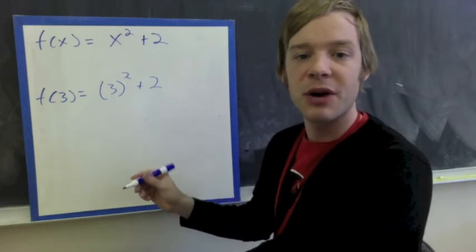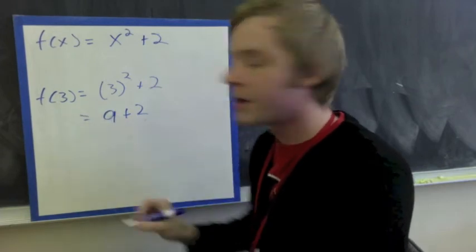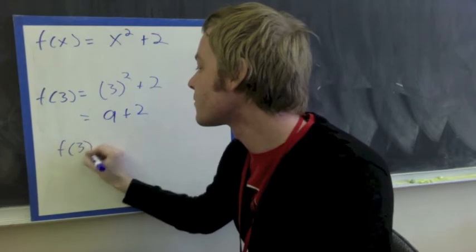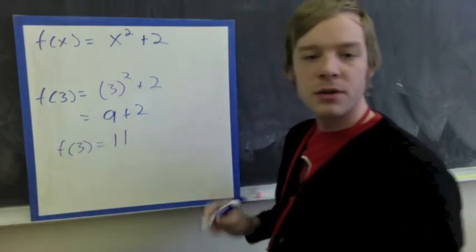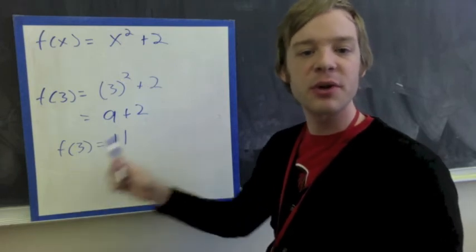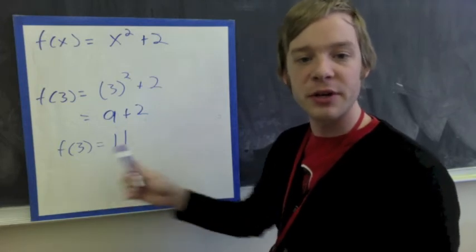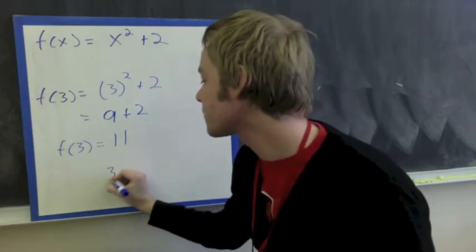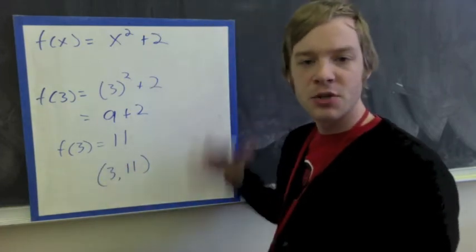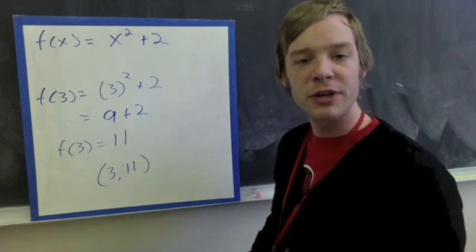So 3 to the second power will give us 9. And 9 plus 2 is 11. So we are told that f of 3 is equal to 11. So we plugged in 3 and we got out 11. And if we wanted to write this as an ordered pair, we could just write 3, 11. Just like that. So this is relatively the same as you saw substitution with equations previously.